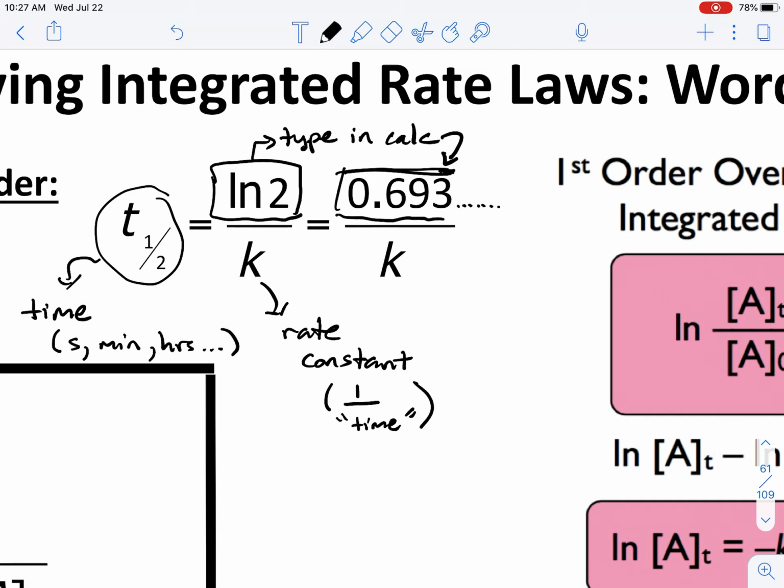And so what I do want to note is that this form is equivalent to this form. So you guys can just choose one or the other. Either you type in natural log of 2 and then divide that by K if you're trying to solve for the half-life, or you guys can just put in 0.693, divide that by the rate constant K if you wanted to solve for the half-life.